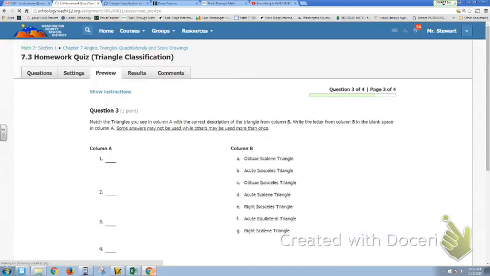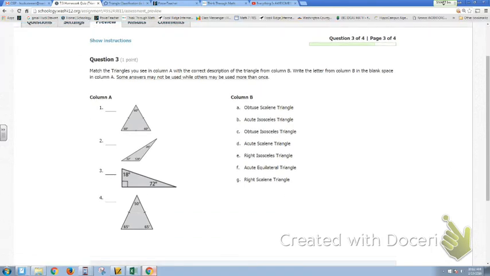Okay. Now, this one requires you to match up what you see. So you observe the triangle, and then you say, is it an obtuse scalene, an acute isosceles, an obtuse isosceles, an acute scalene, a right isosceles, an acute equilateral, a right scalene? It's one of those 7, okay? And how this works, and be cautious with this, you type in just the letter that it corresponds with. Okay, and it'll do a matching.